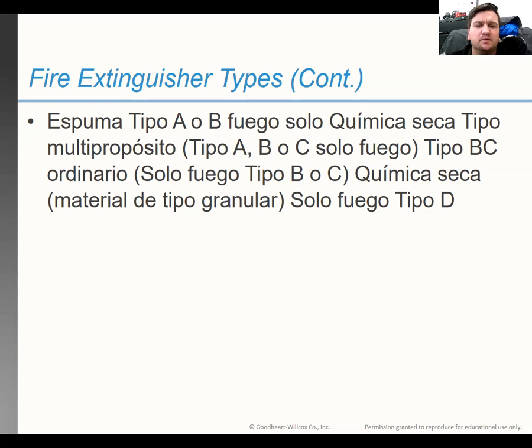You have dry chemicals. You have a multi-purpose dry chemical, which is good for A, B, and C. And you have an ordinary BC type dry chemical, which is obviously only good for B and C. Dry chemical granular type materials are for type D fires only. This is kind of like a metal that suffocates that fire and puts it out.